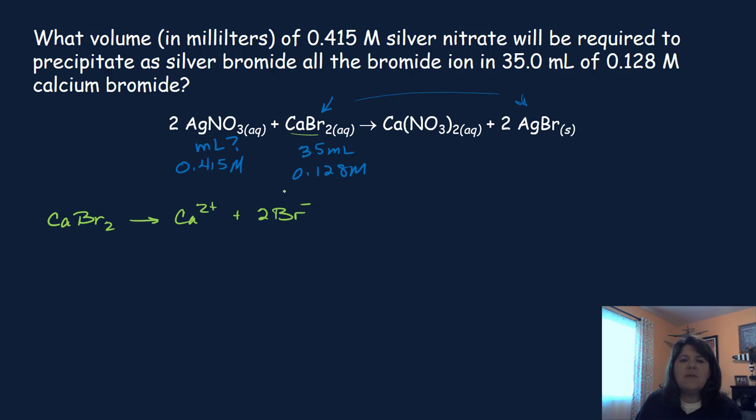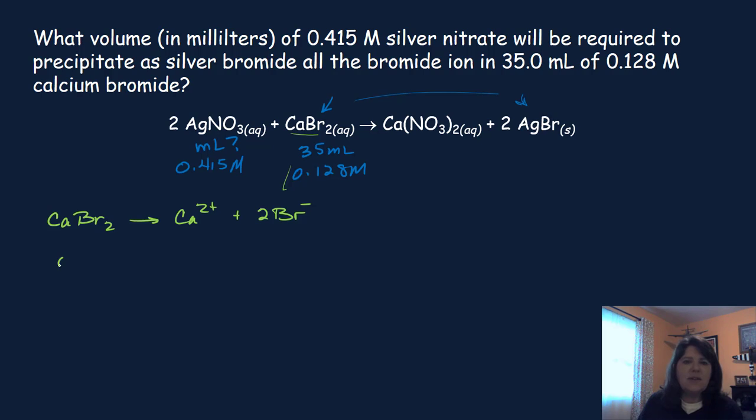So the question becomes, how many moles of bromide ions do I actually have so that I can make them all go away? If I know this, you can convert to moles and then do a mole ratio between calcium bromide and the bromide ion, or you could do it in one step.